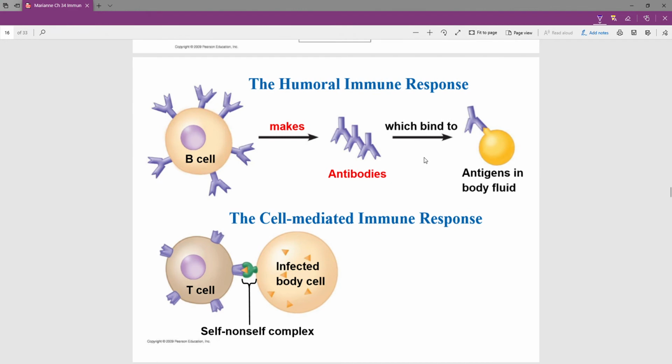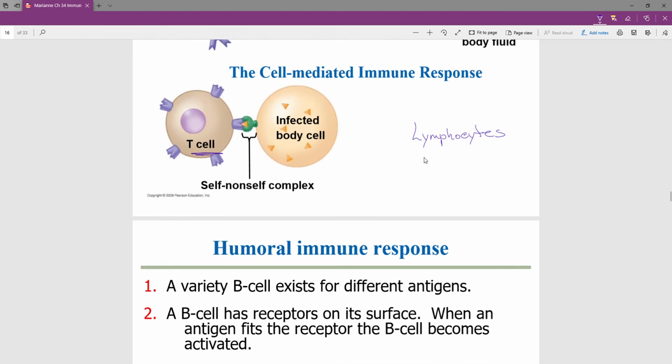So here we have the two different responses. Here we have the B cells making antibodies, which are going to bind to any antigens and get rid of them. And here we have the cell-to-cell combat. And so you have a T cell as part of the cell-mediated immune response. Again, the B cells and T cells are lymphocytes, which are the leukocytes of the adaptive immune response. So many words. Okay, let's see if I can keep doing this.